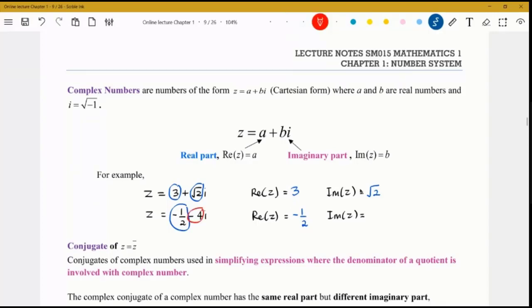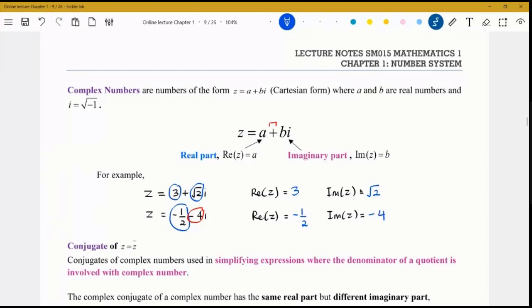Kenapa ambil negatif? Sebab sign di tengah-tengah ini mesti positif. So kalau di tengah-tengah ni adalah negatif, bermaksud dia adalah coefficient untuk B ataupun imaginary part. So here will be negative 4.